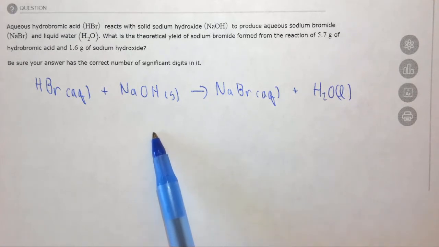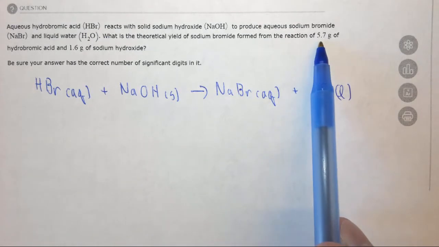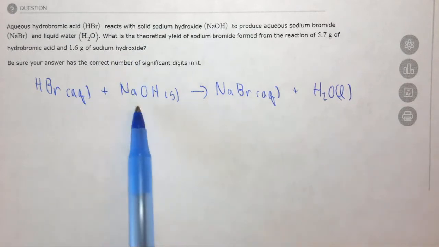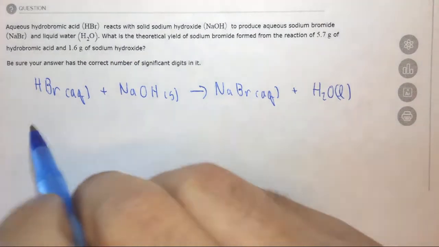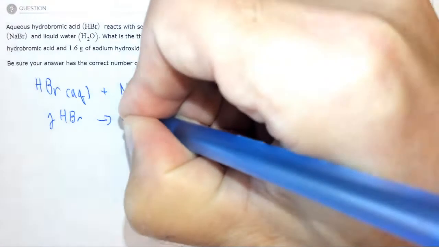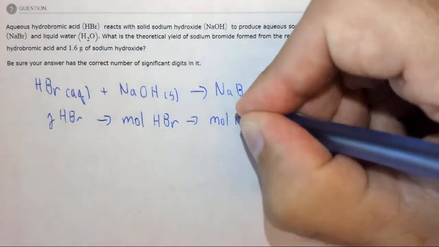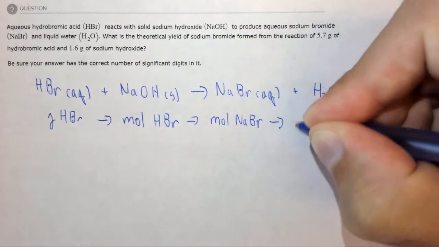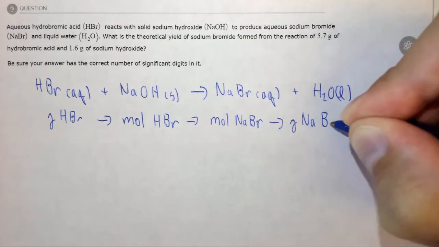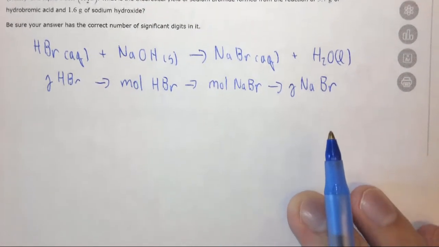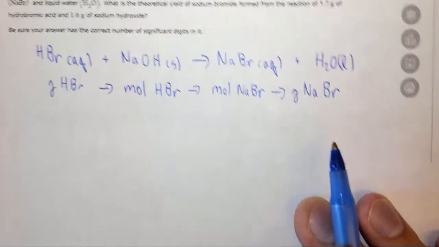Now we need to figure out how much NaBr we can make using all of our hydrobromic acid, HBr, and all of our sodium hydroxide, NaOH. So, starting with HBr, our plan of attack is to go from grams of HBr to moles of HBr to moles of NaBr, and then finally to grams of NaBr. So this is our plan of attack. So grams to moles to grams. You may be familiar with this plan of attack. It comes up quite often.